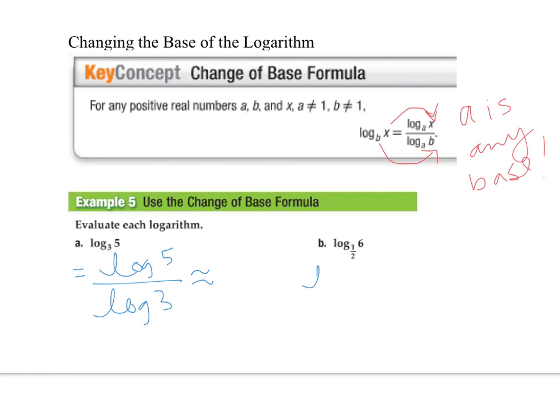Same thing with B. In this case, I would have log 6 over log of 1/2. And yeah, you can put log of 1/2 in your calculator. You can either put it as 1/2 or you can put it as 0.5. And then you would also give an approximation.